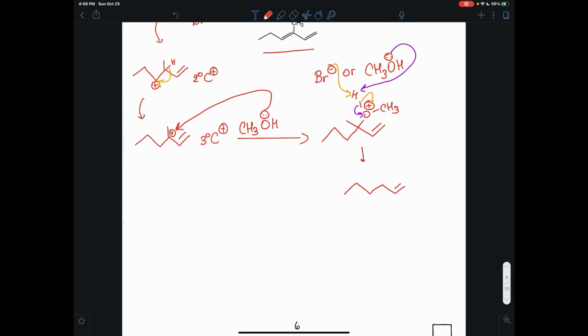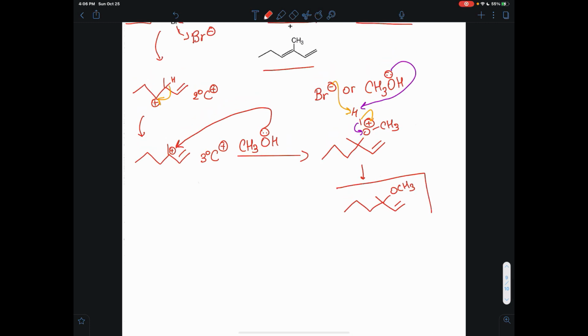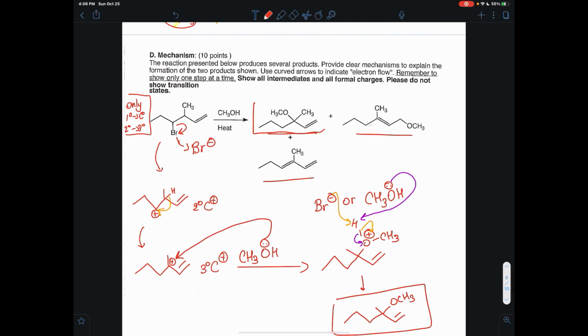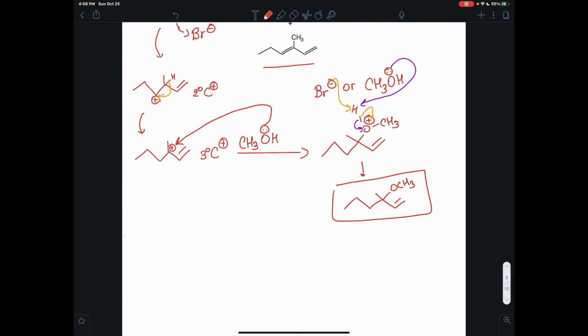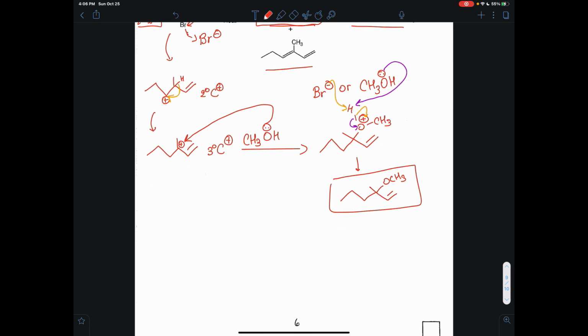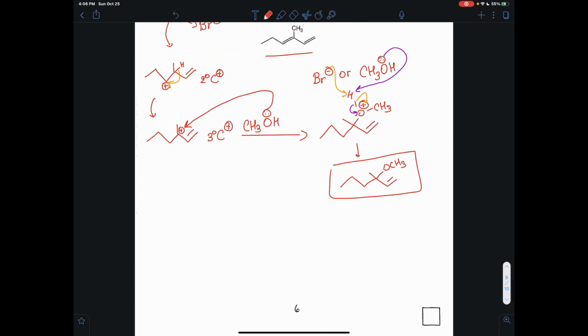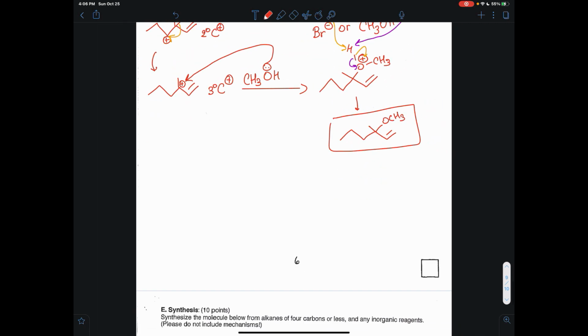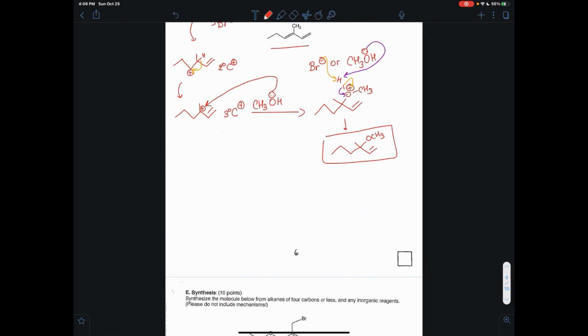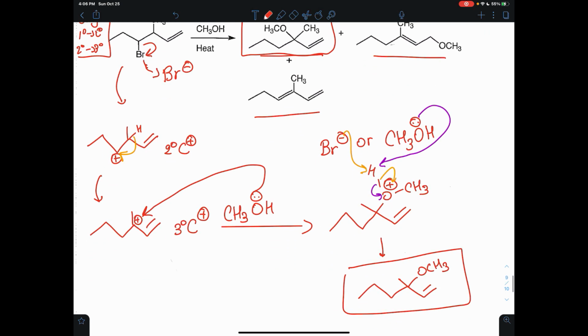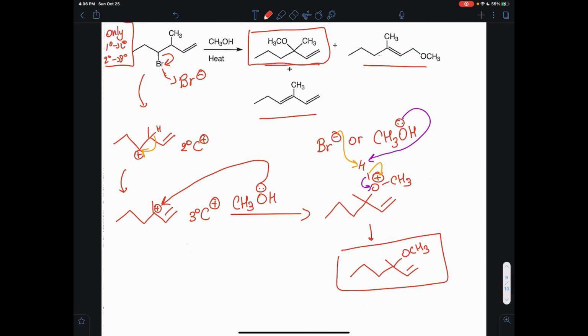So that would be 1 and then OCH3. So that's my first product. That's right here. Now we have to focus on the E1 part. When you look at the products that she gave you, you notice that actually she gave you two options for OCH3 and then one for E1. So there's another SN1 before we jump to E1.